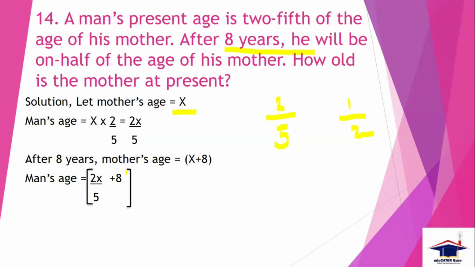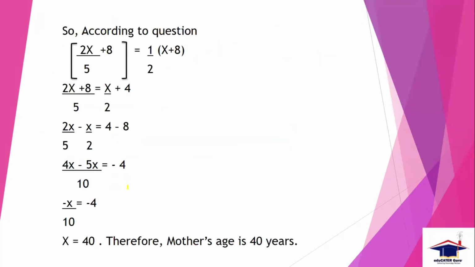He will also be 8 years older, so you have to add 8. So next, according to the question, 2x by 5 plus 8 is equal to half of x plus 8. X plus 8 is the age of the mother, and this is the age of the man. They have told that after 8 years, the man's age will be half of the mother's age. So half of x plus 8. This is the equation you have to write.